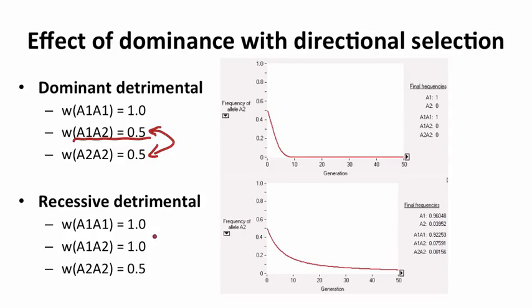In contrast, when you have the recessive detrimental, now this one is dominant, A1 is dominant, but A2 is the bad one.